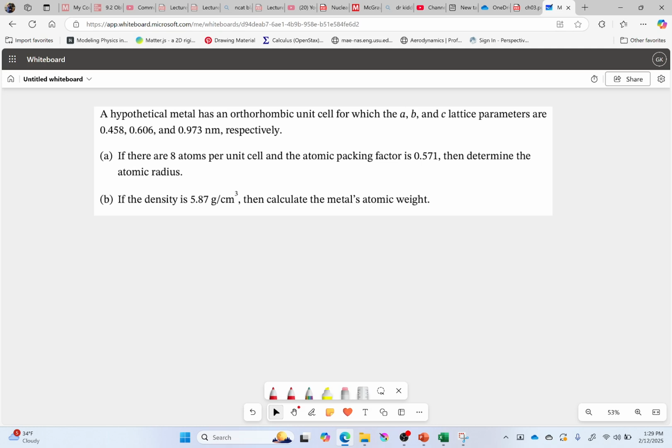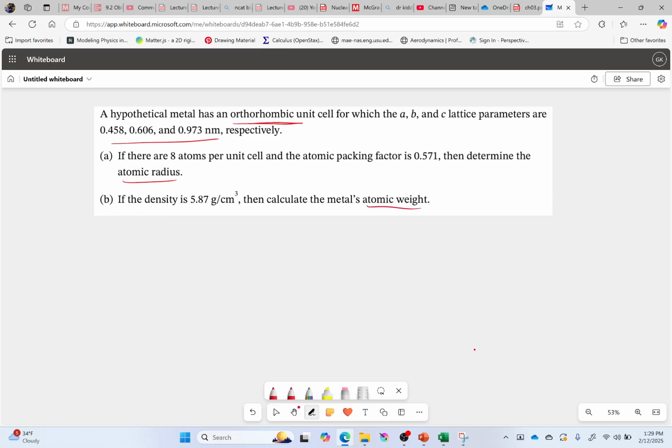Everyone, welcome back. So let's try another problem. In this one I have an orthorhombic unit cell, for which the A, B, and C lattice parameters are these values. And it wants me to figure out the atomic radius, as well as the atomic weight. And it gives me some information.